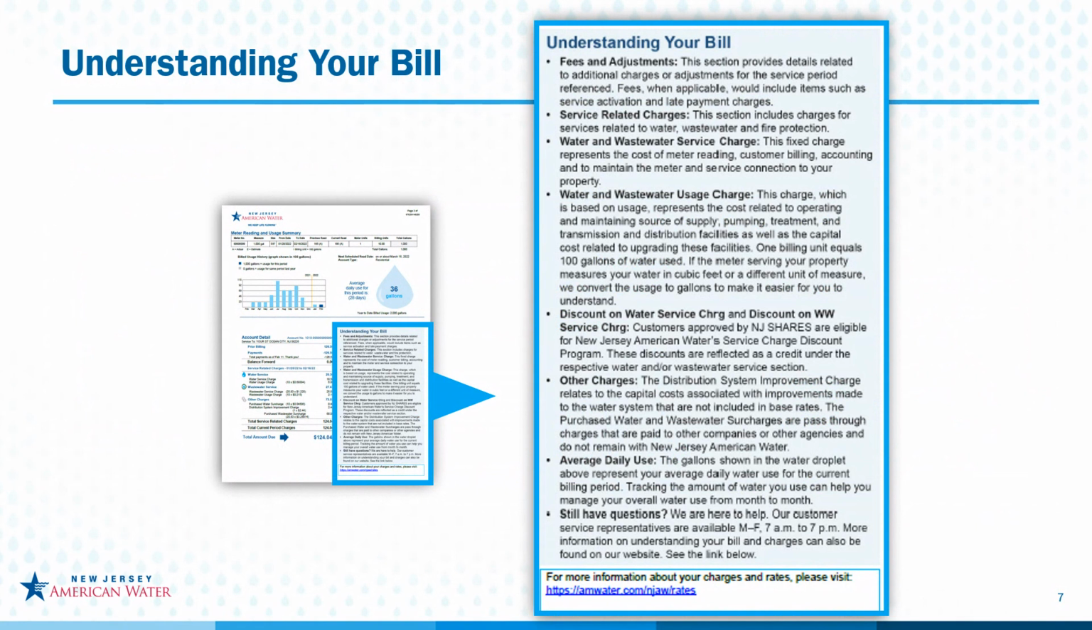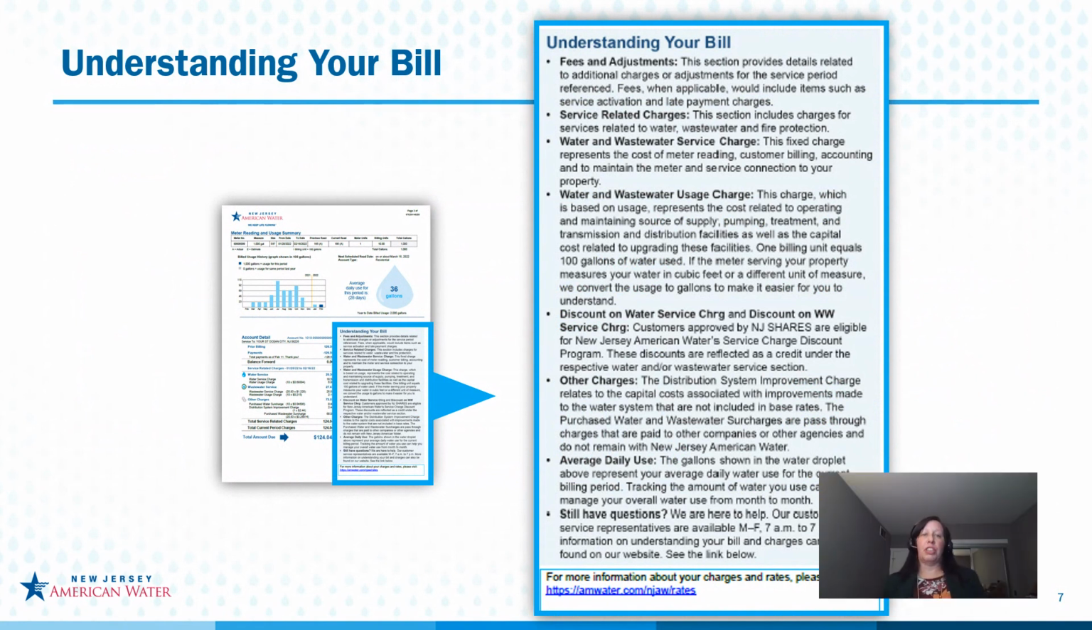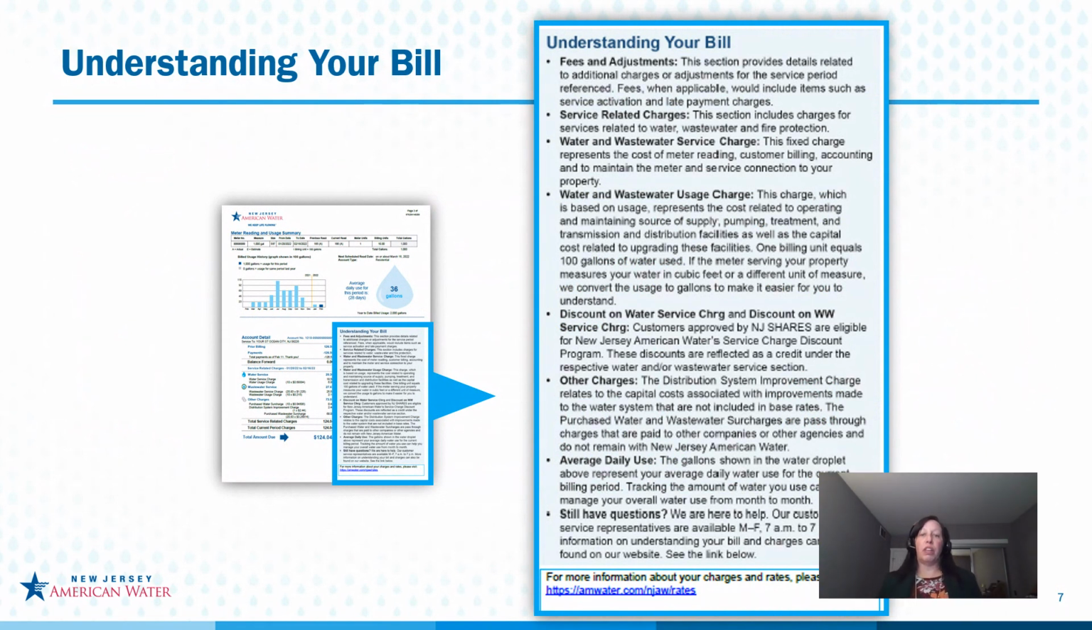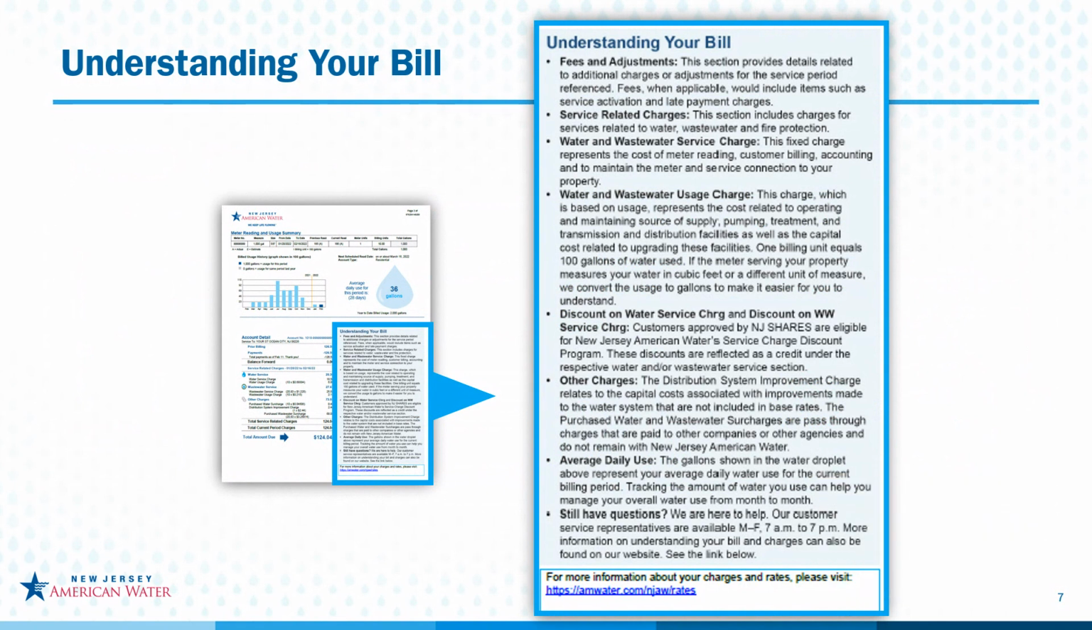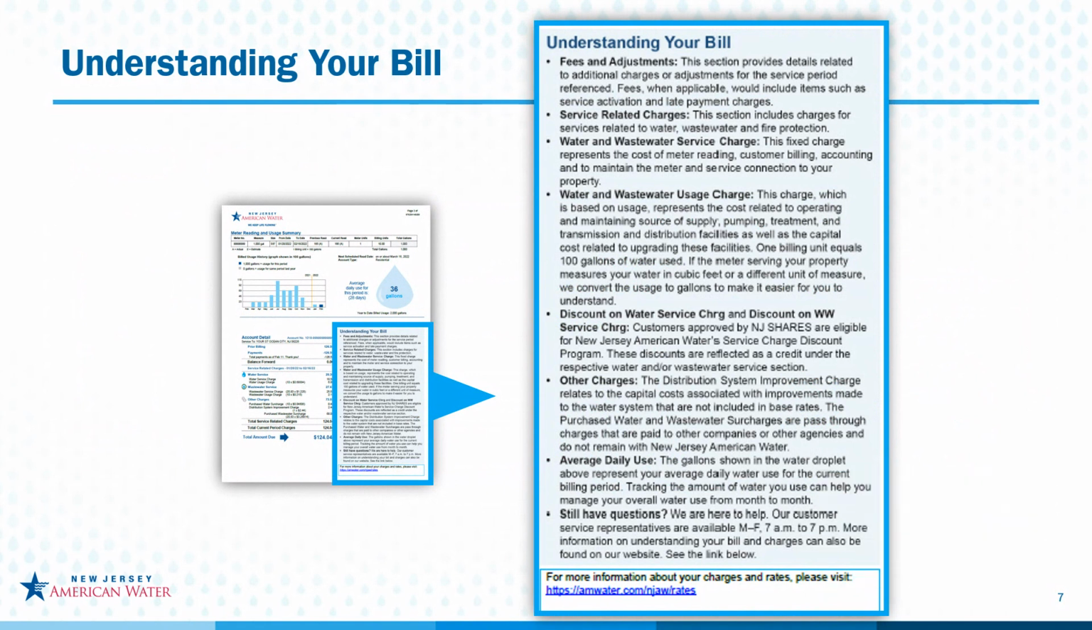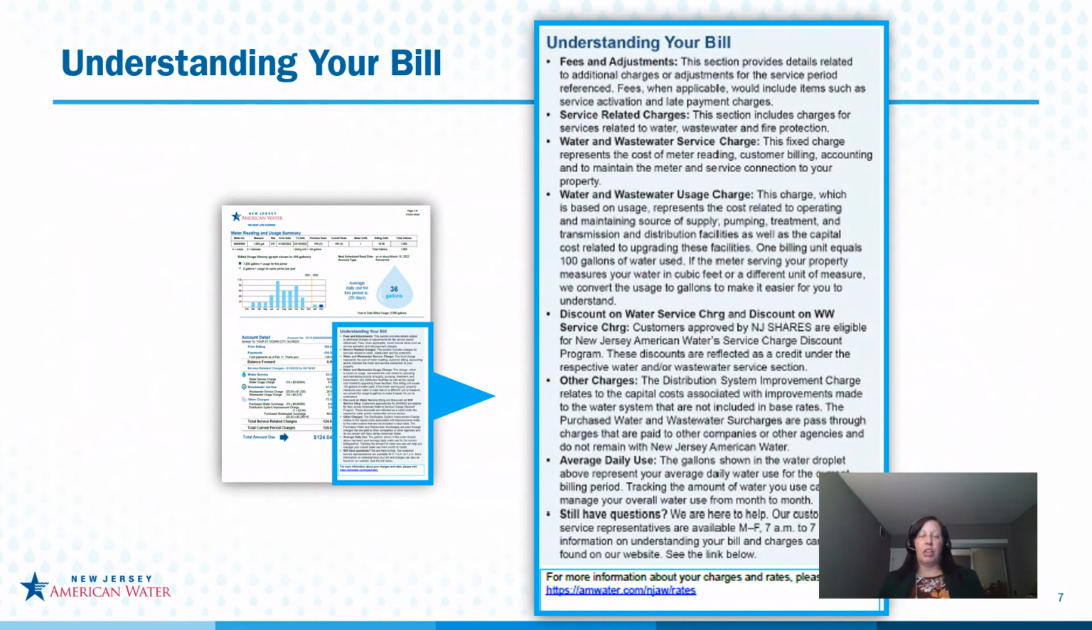On the right, you have the Understanding Your Bill section. And here we have provided the details on what the costs or the billed line items represent. The water service charge and the wastewater service charge represent the cost of meter reading, customer billing, and the maintenance to maintain the meter and the service to your property. These costs do not vary with usage, and such fixed costs are common in the utility industry.